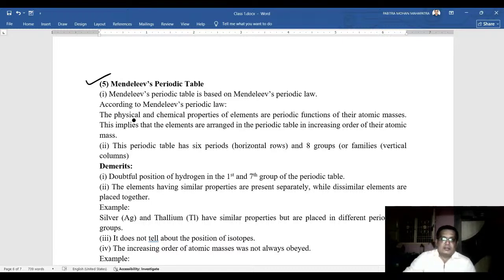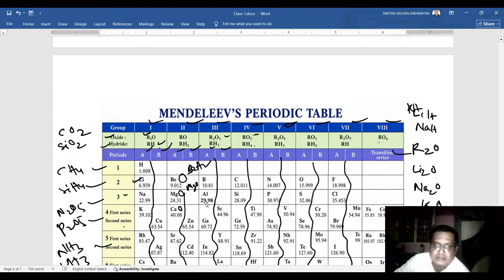Basically, the Mendeleev periodic table is completely based upon the Mendeleev periodic law. Mendeleev periodic law means the physical and chemical properties of elements are a periodic function of their atomic masses. That means the elements are arranged in the periodic table in order. If you go from hydrogen to lithium, lithium to beryllium, boron, carbon, nitrogen, look at that, your atomic mass goes on increasing.